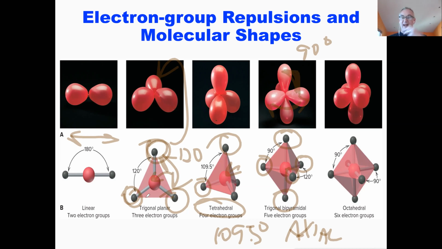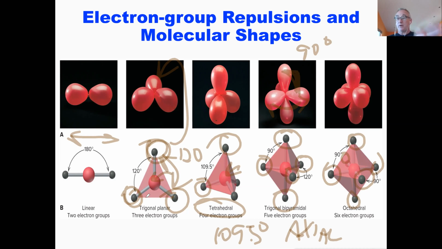Okay? And then finally, when there are 6 electron groups, we get what's called an octahedral shape, where everybody is 90 degrees apart from each other. That's the maximum distance you can get when there are so many different groups.